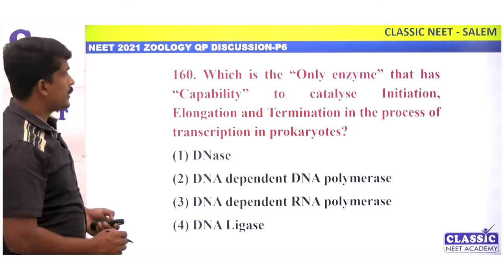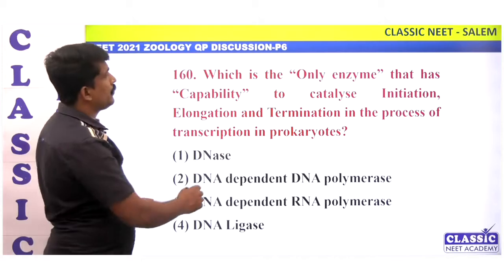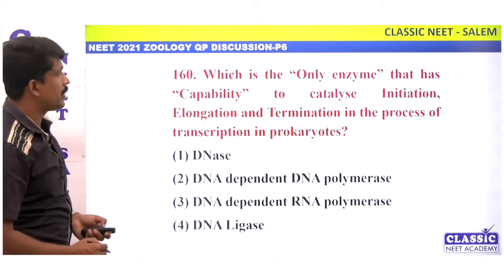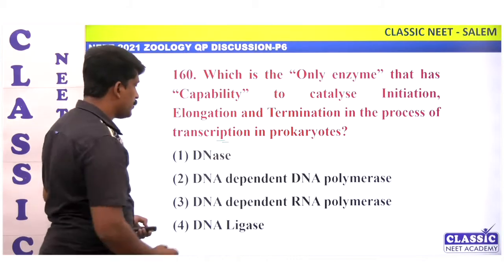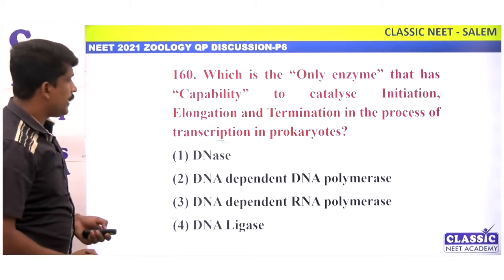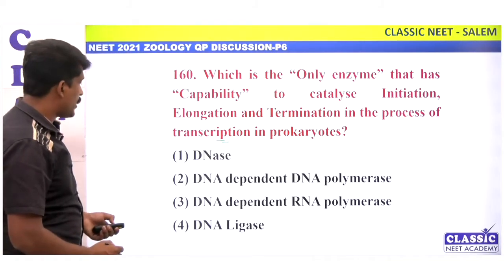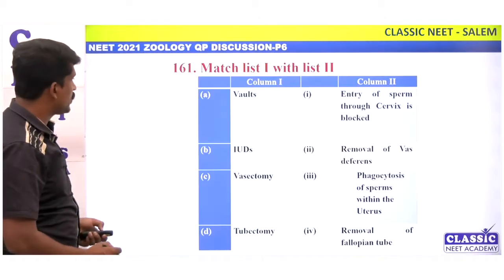Okay students, which is the only enzyme that has the capability to catalyze initiation, elongation and termination in the process of transcription in prokaryotes? So that will be DNA dependent RNA polymerase. So the third option is given.